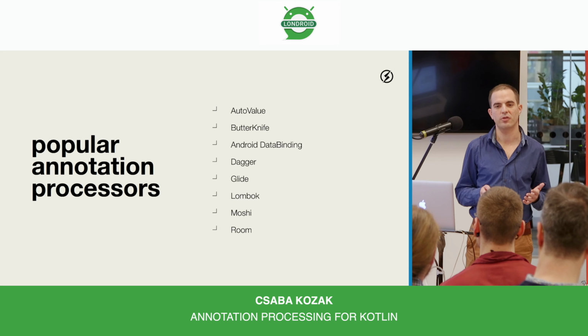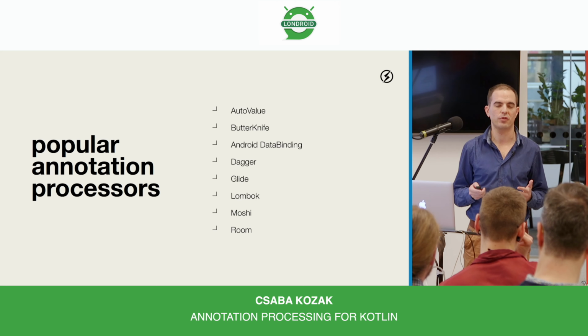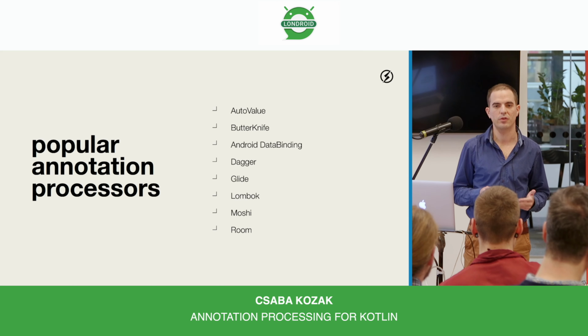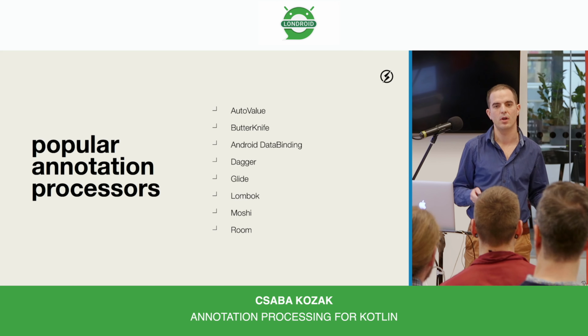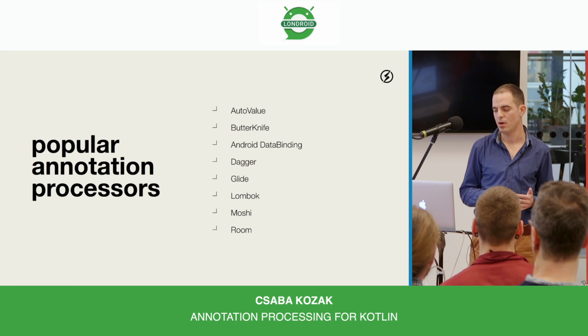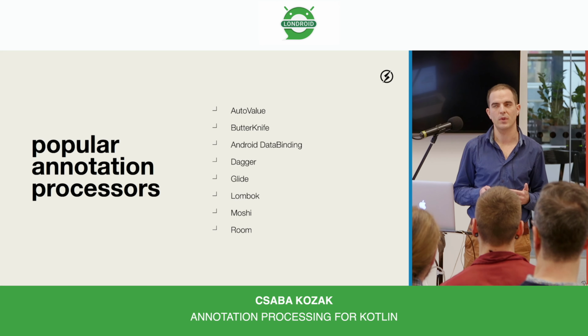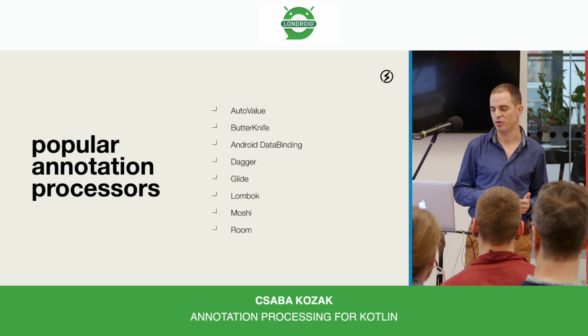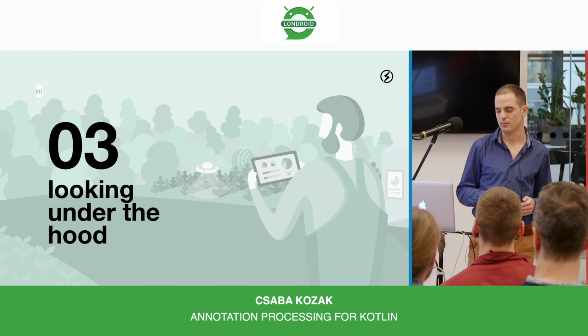Moshi is a JSON parser, and it has an annotation processor, so you can generate your JSON adapters at compile time. So the JSON parsing can be much faster than the reflection way. Also, Room is an ORM, a database library for Android, and it also uses annotation processors to generate the database accessor source code. So as you can see, there are a lot of different annotation processors you can use. But how does it actually work under the hood?